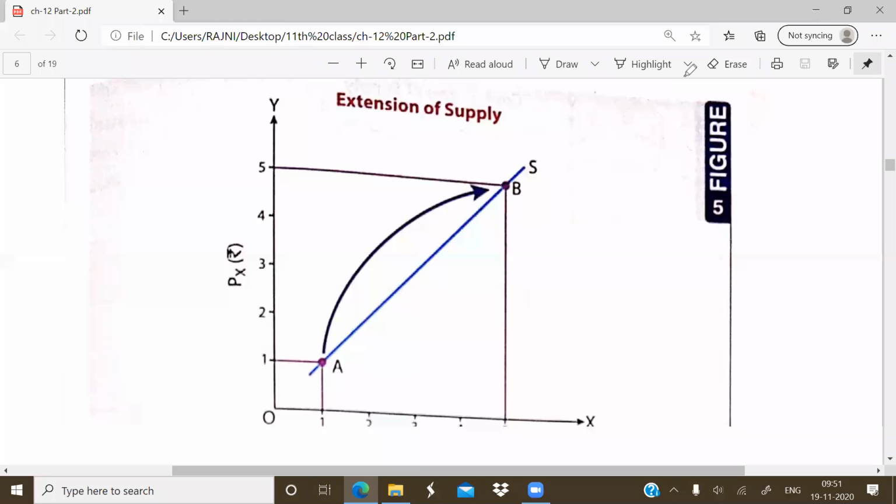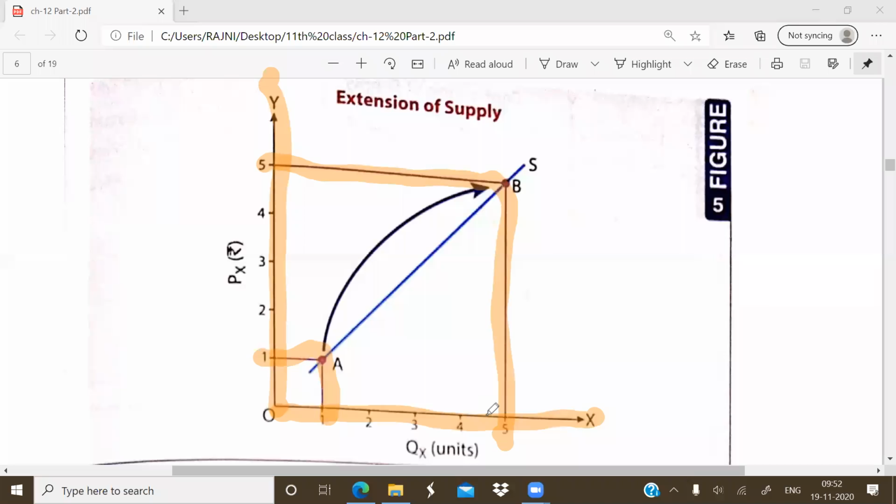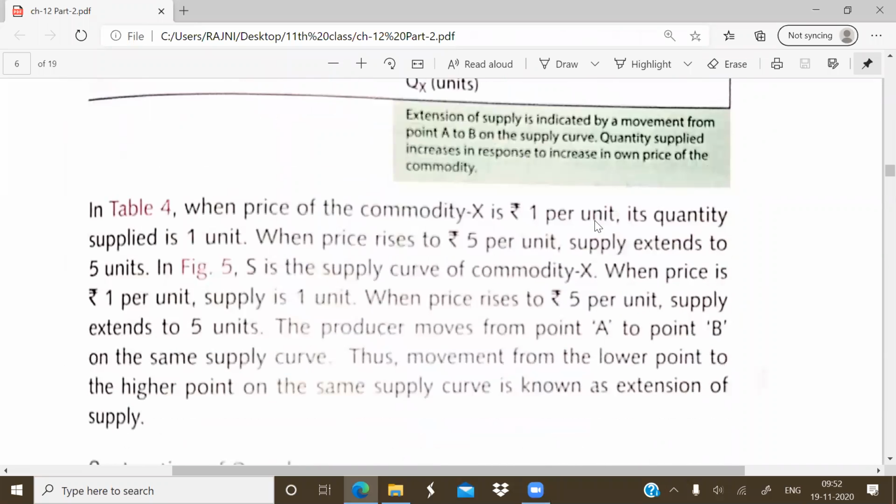It can also be represented with the help of a diagram of extension of supply. X-axis, Y-axis. Price was 1, supply was also 1. If the price increases to 5, supply also increases to 5. This is the supply now. So this is termed as extension. How? Only and only due to changes in price, supply increased from 1 to 5. This is known as the extension of the supply.